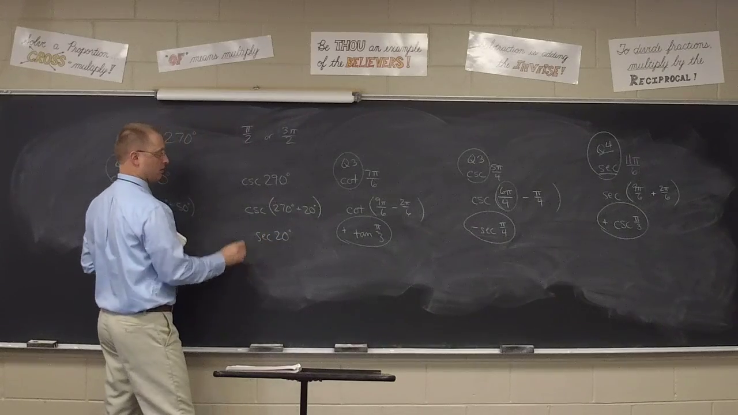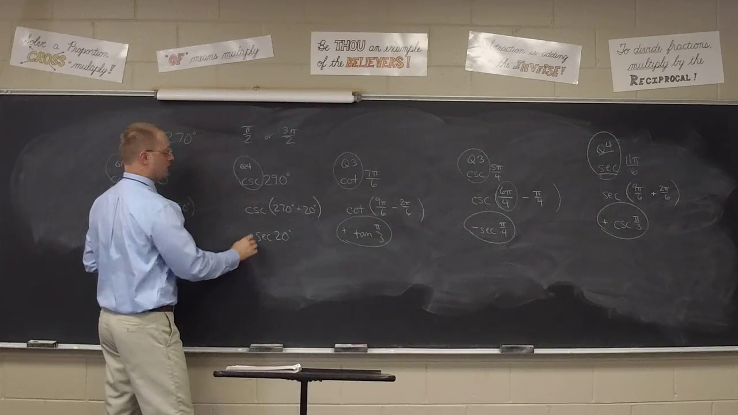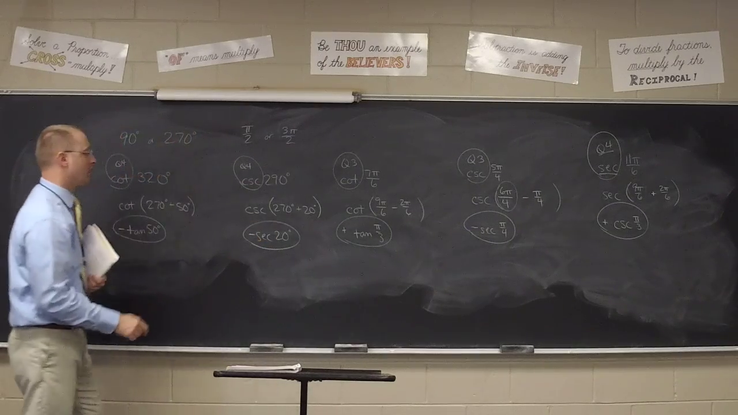We're in quadrant 3 or 4. It's positive. No, it's negative. Cosine is positive, but cosecant takes the negative. So it's negative secant 20, and there's our answer.